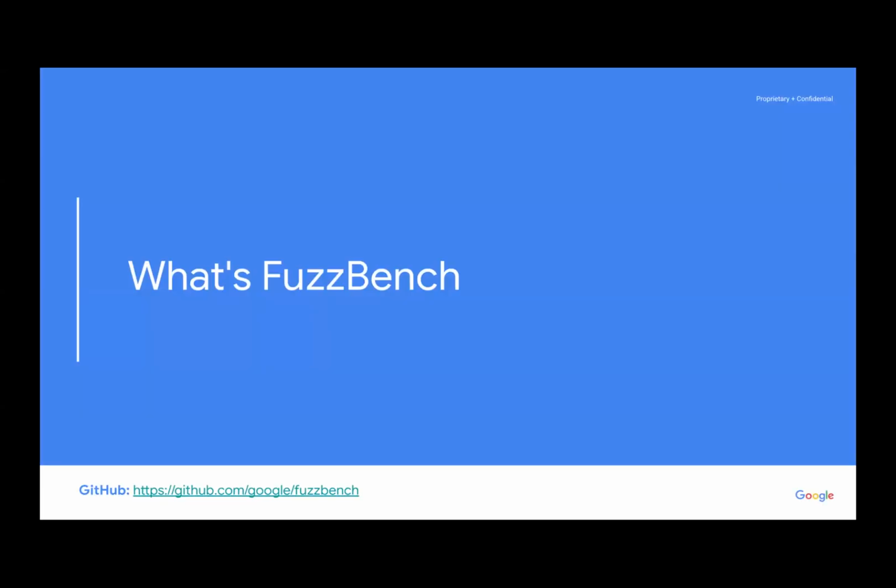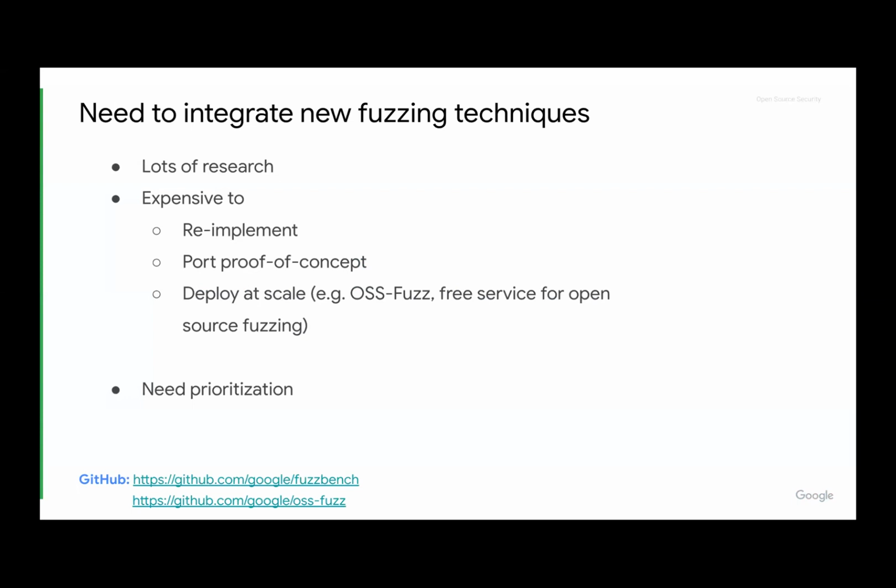So what's FuzzBench? As you may know, we use a lot of fuzzing at Google. We fuzz not just internal software, but also open source software via a project called OSS Fuzz. We see a lot of interesting fuzzing techniques being published, both in industry and academia. Most of the time, we'd like to integrate some of those techniques in our fuzzing pipeline. But it takes effort and time to re-implement those techniques or port existing code. So we needed a way to understand which techniques are most promising so that we can prioritize our efforts.